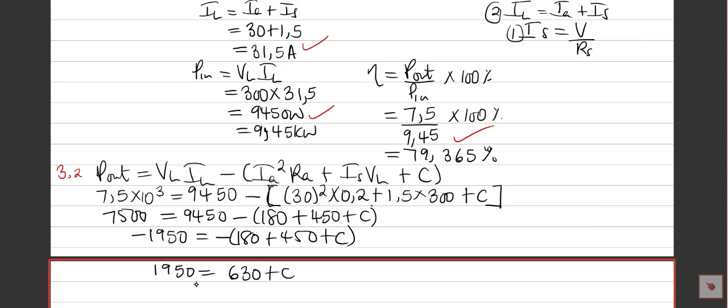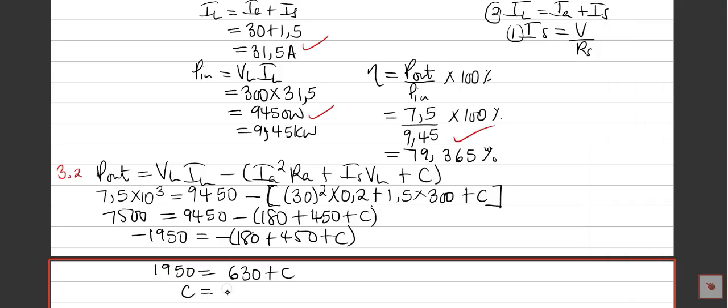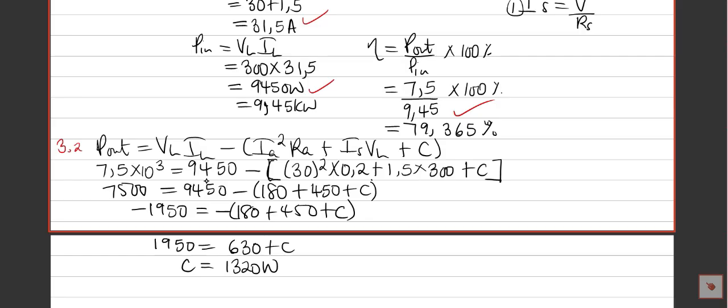630 plus C, you transpose this value to the other side, you will get 1950 minus 630. Your value for C, we have 1320 watts. And this calculation ends here. And yeah, this is how you would go about finding your C value for this specific calculation.